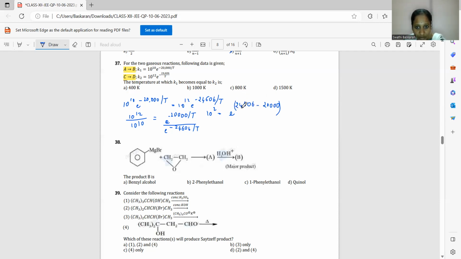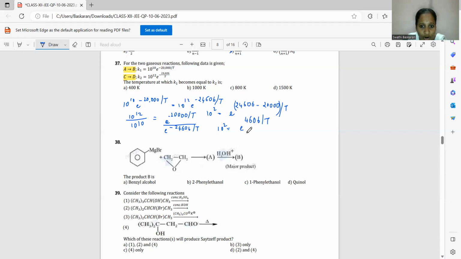T is common, which means that divided by T. Okay. Now what will it become? The difference will become equal to how much? So the difference will become equal to 10 power 2 is equal to e power 4606 divided by T.